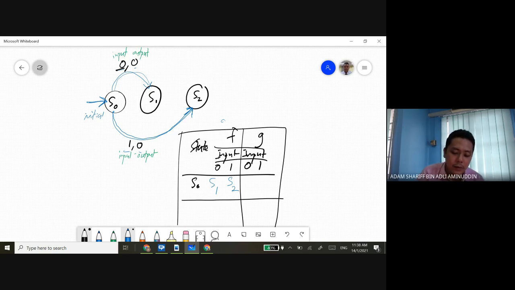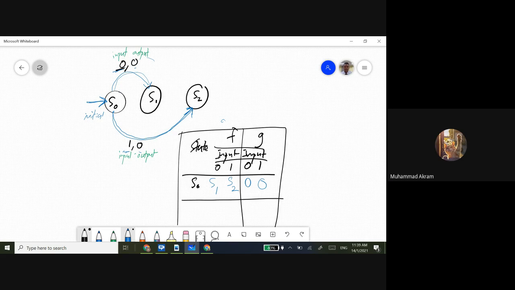How about for the function G, where it discuss about the output? If the input is 0, the output is 0. And if the input is 1, the output is 0. Beza F dengan G, F state to new state or the next state, G input, the produce output. Saya buka kepada soalan.